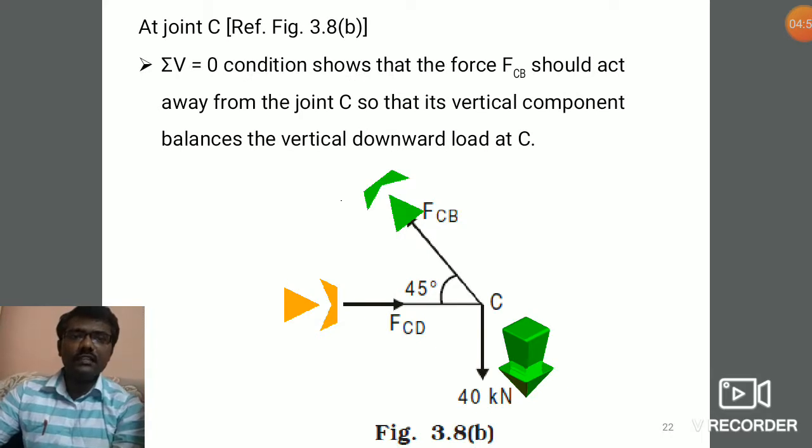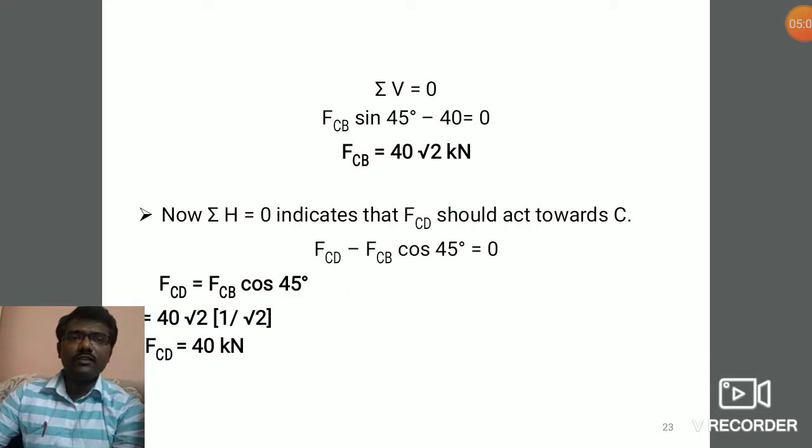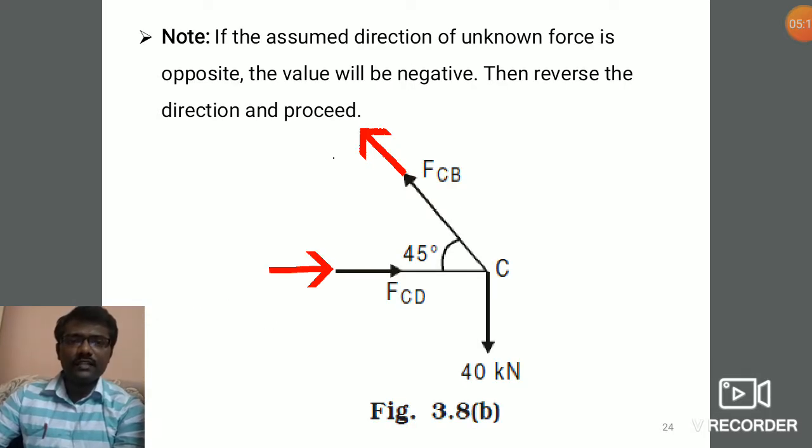If you see joint C, the unknown member forces are CB and CD. So we resolve the forces in the vertical direction and in the horizontal direction. So we get the member forces FCB as 42 kilonewton and FCD as 40 kilonewton. So here our assumption is right. Therefore we can keep the same nature of the force, tension or compression.